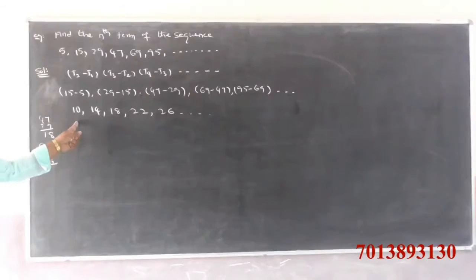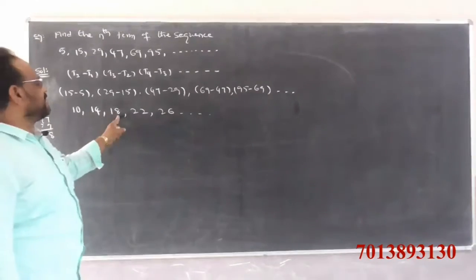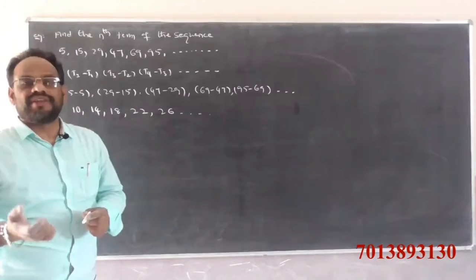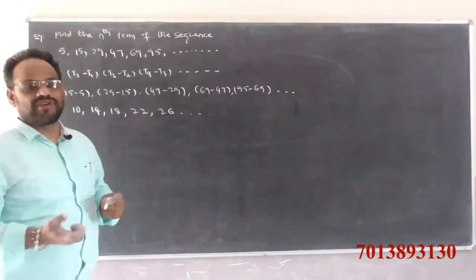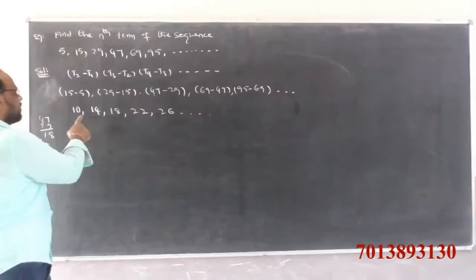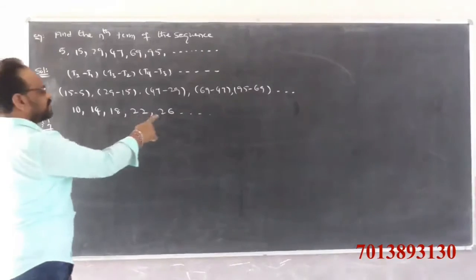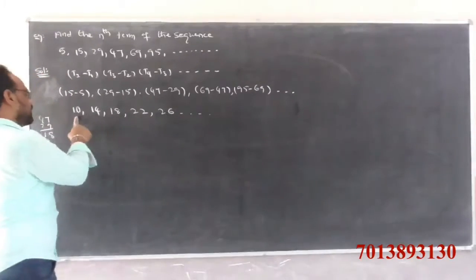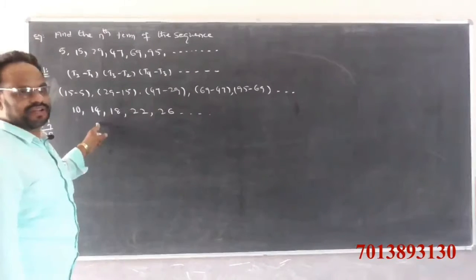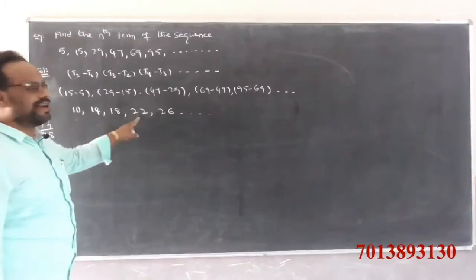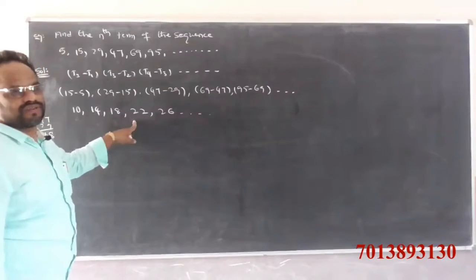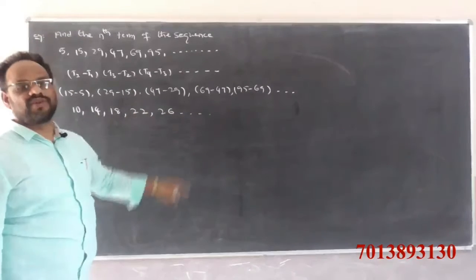This new sequence is 10, 14, 18, 22 and 26. Taking the difference between its consecutive terms, we get 10, 14, 18, 22, 26 and so on. 14 minus 10 is 4. 18 minus 14, we get 4. 22 minus 18, again we get 4. 26 minus 22, again we get 4 and so on.